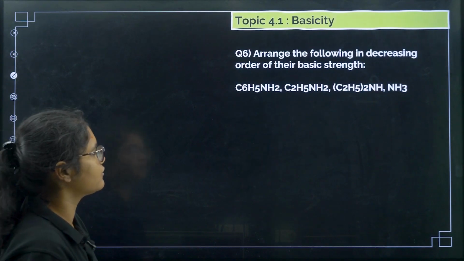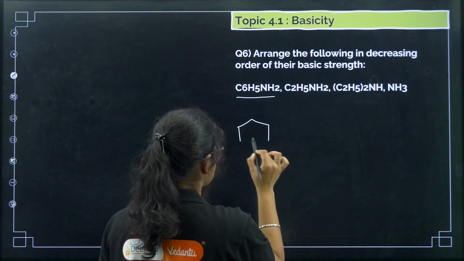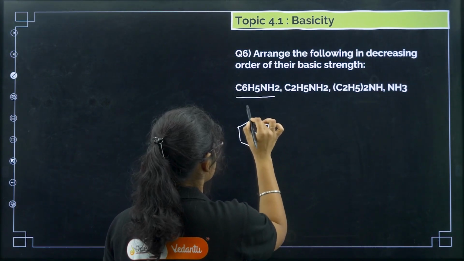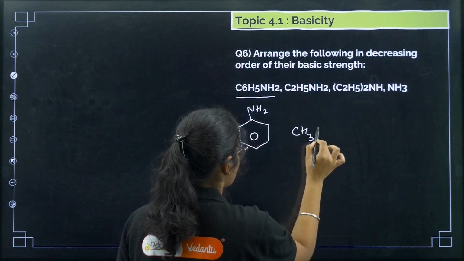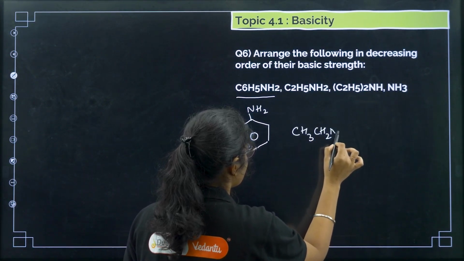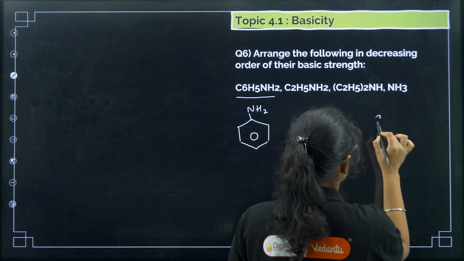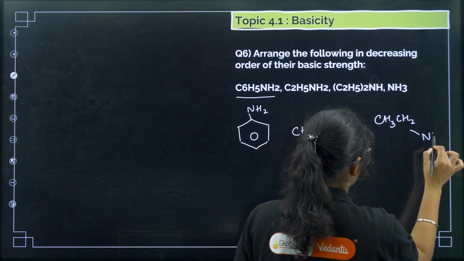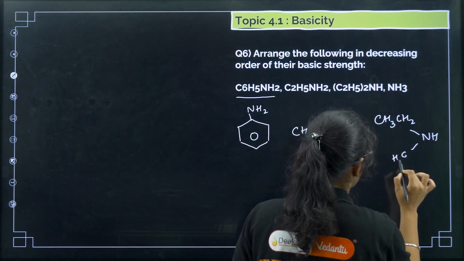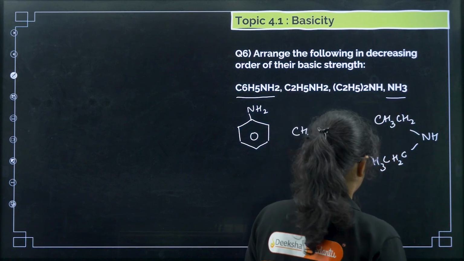So, decreasing order of their basic strength. If you see, first of all, let us draw the structure. You have C6H5NH2, then you have C2H5NH2. Next you have (C2H5)2NH, so CH3CH2NHCH2CH3, then you have NH3.